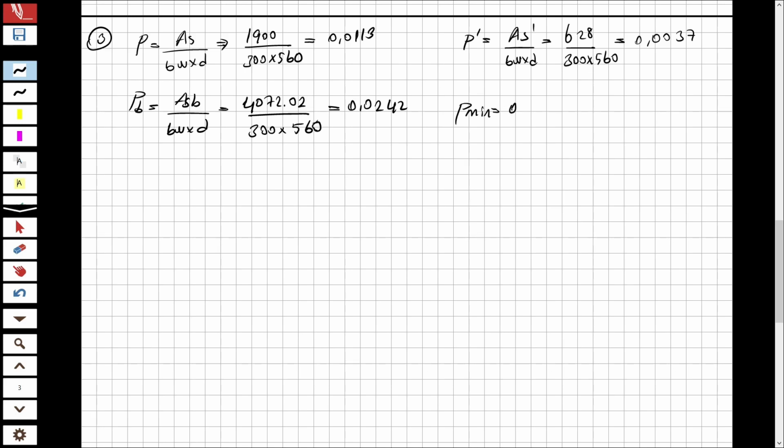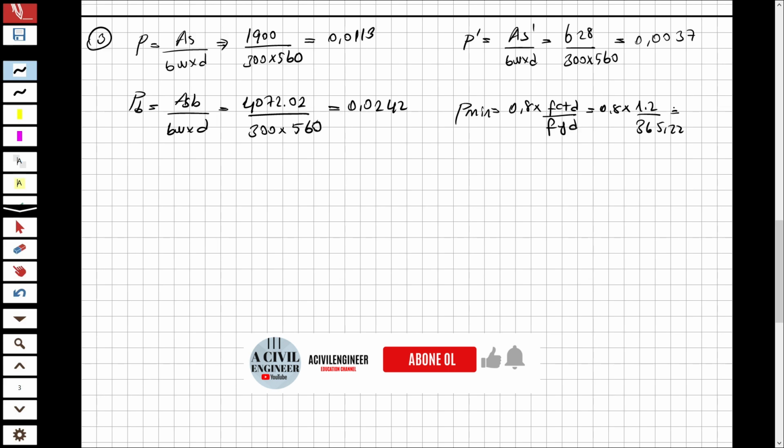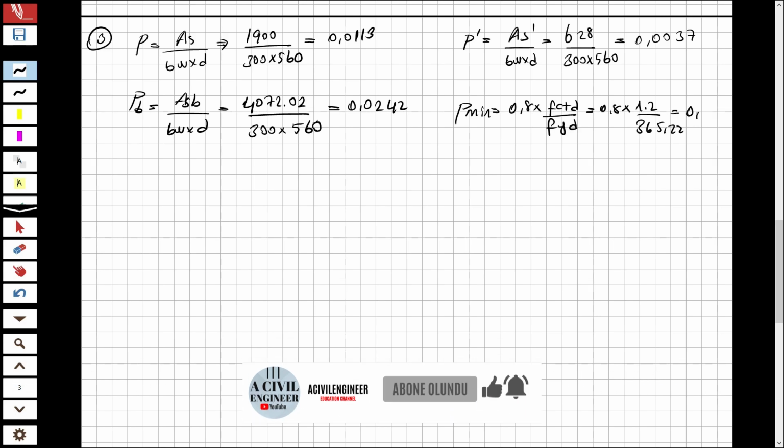Okay. So let's determine the rho min also. For rho min, it's going to be 0.8 multiplied by fctd over fyd. Okay, and this will be 0.8 multiplied with 1.2 over 365.22. And this will be equal to 0.0026.